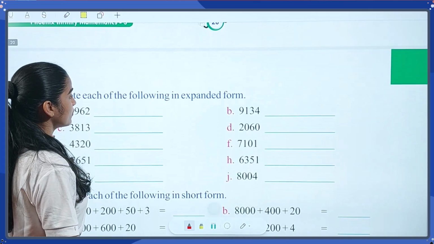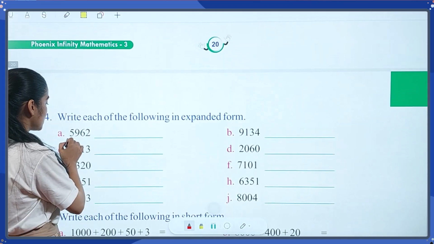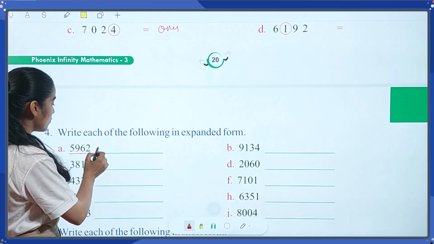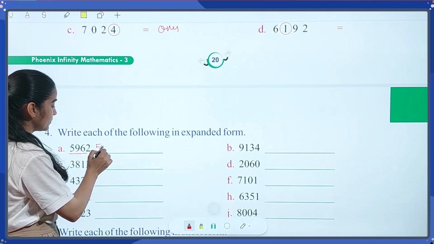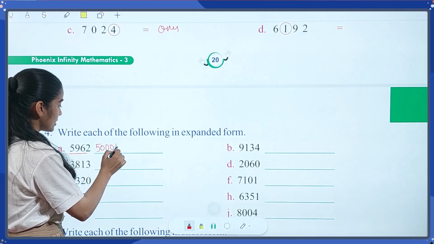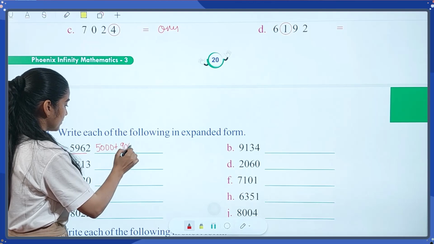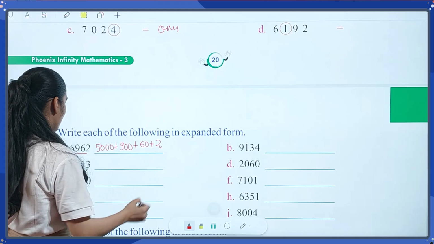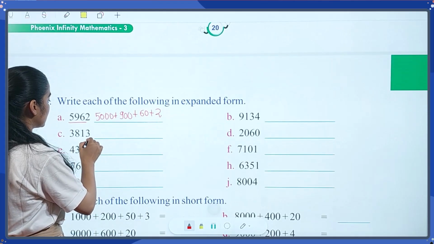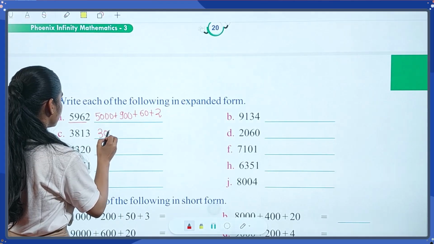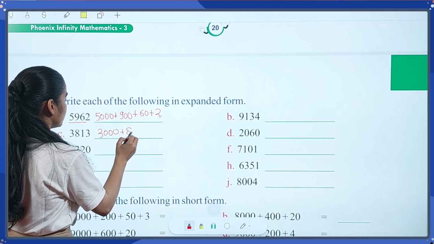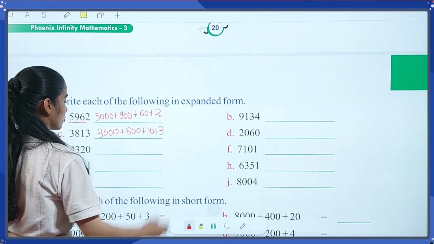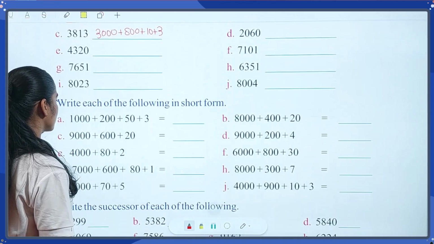Write each of the following in expanded form. So this is our question. 5962. So first we have to write 5000 plus 900 plus 60 plus 2. Next we have 3813. So 3000, 800, 10 and 3. So you can expand for rest of the questions you have.